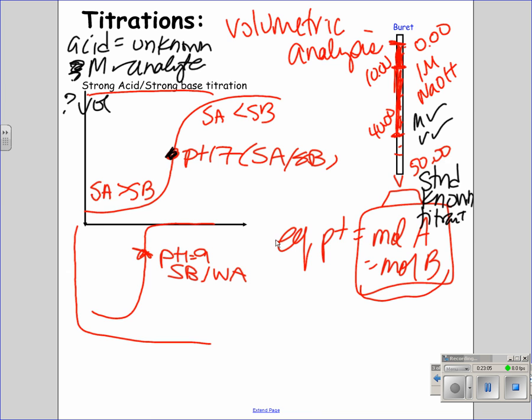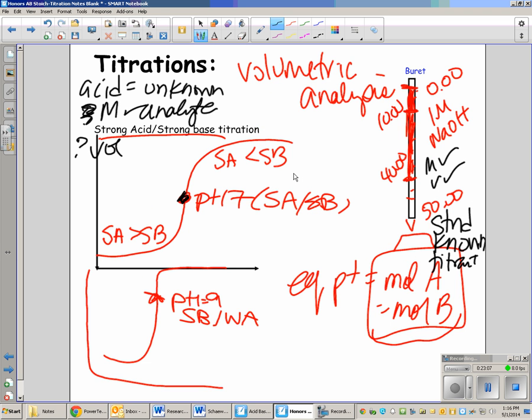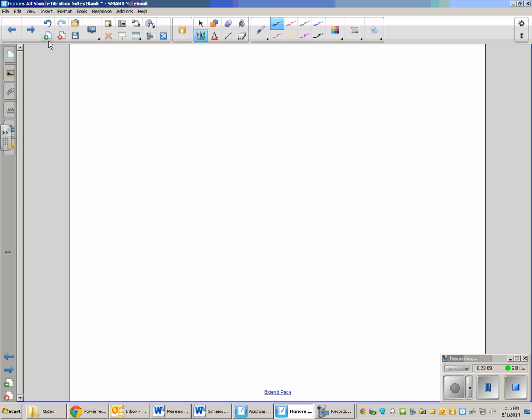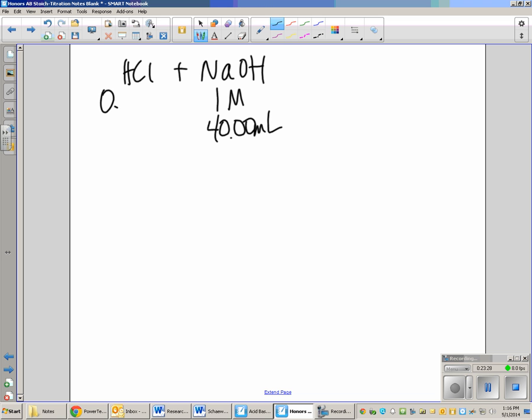So I'm going to make up a question for us because I want you to try this with me while I'm here. If I have a reaction between HCl and sodium hydroxide, and I'm telling you in the problem, for this titration, I've had to use 1 molar sodium hydroxide, and I used 40 milliliters of it. I was titrating this sodium hydroxide with 0.5 molar HCl. How much volume do I need to neutralize to the equivalence point? What did I say was true at the equivalence point?